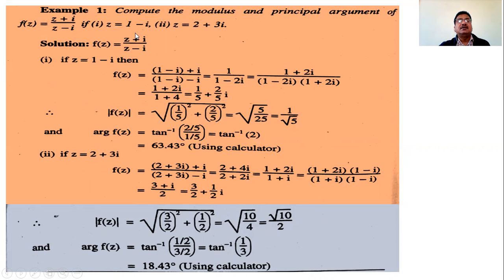Similarly, for this number, if we take z as 2 plus 3i, then 2 plus 3i plus i over 2 plus 3i minus i. Its calculation is this, and its modulus is root 10 by 2, and its principal argument: both are positive, so tan inverse of y by x, that is tan inverse 1 by 3, leave it as it is, or use a calculator. We have the answer 18.43 degrees.